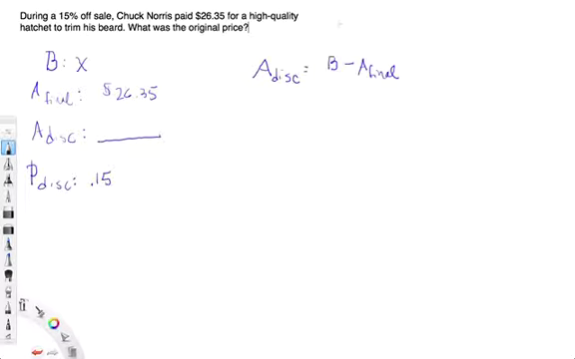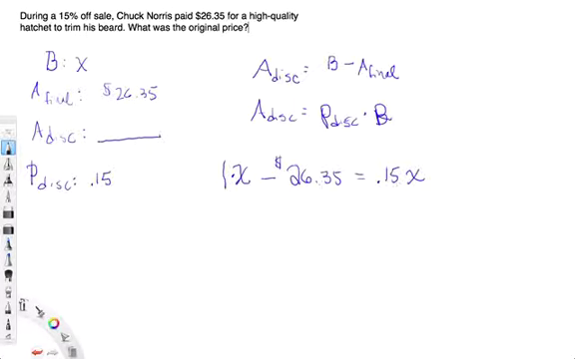And if you think about this, original price minus sale price has to be the discount, but the amount of the discount also has to be the percent discount multiplied by the base. So X, the base, minus $26.35, the final amount, has to equal 15% of X. And remember, this has a coefficient of 1.